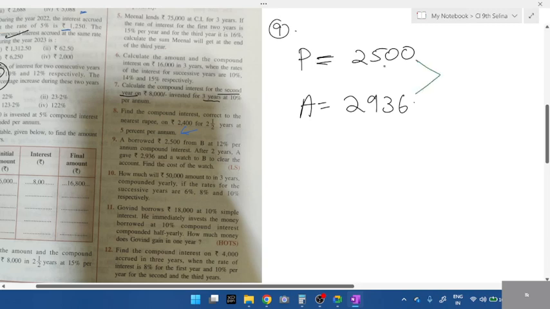And what is the difference between them? The difference is 436. Why is this 436 today? What do we call this different or extra amount? All three of you will respond. What do you call this extra amount? We call it as interest. Very good. This interest was paid for how many years?